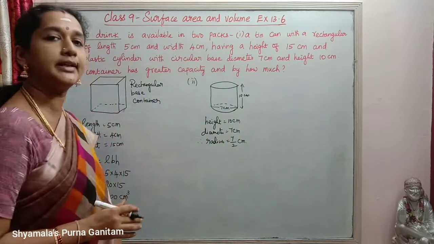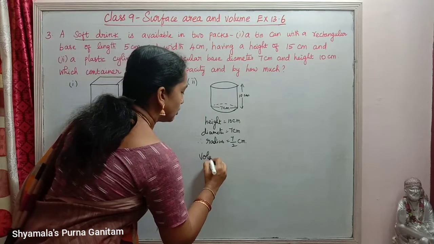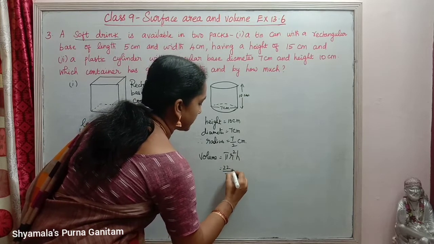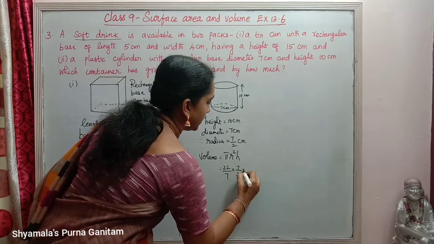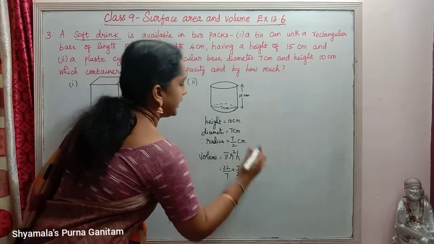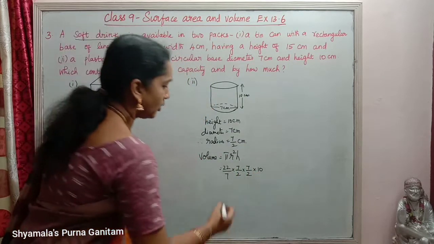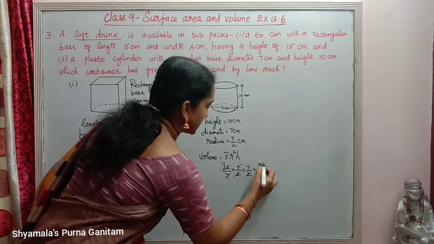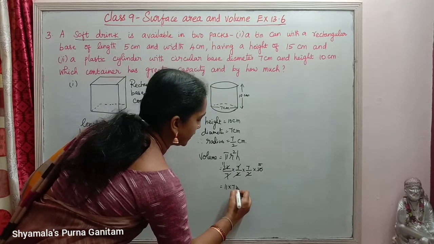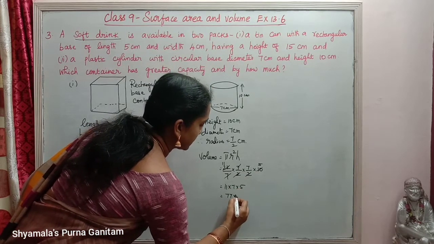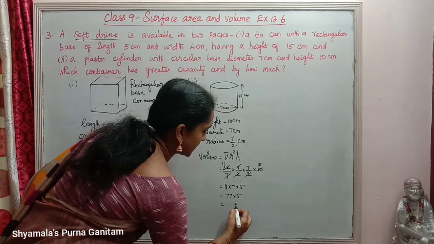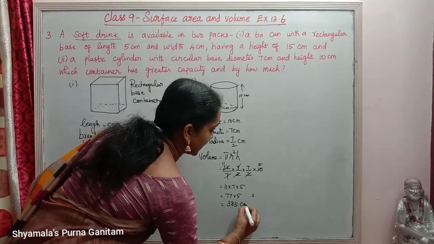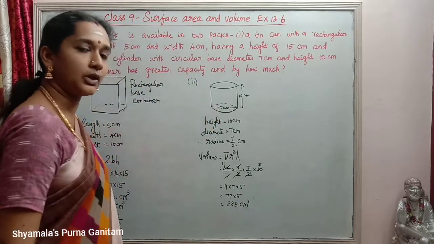Since it is a cylinder, volume of the cylinder is equal to pi r squared h. So, 22 by 7 into radius 7 by 2 into 7 by 2 into height 10 centimeter. So, 7 will get cancelled. 2 elevens, then 2 fives. So, 11 sevens are 77, 77 into 5. 7 fives are 35, 3, 35 plus 3, 38. So, 385 centimeter cube. This is the volume.